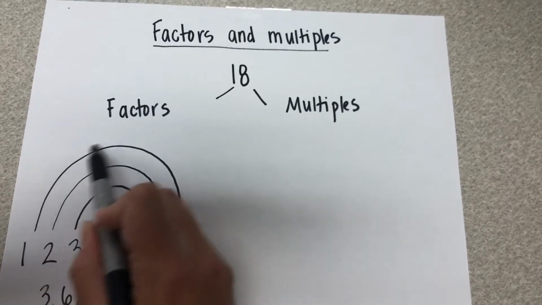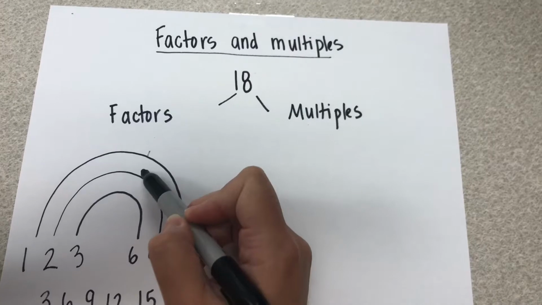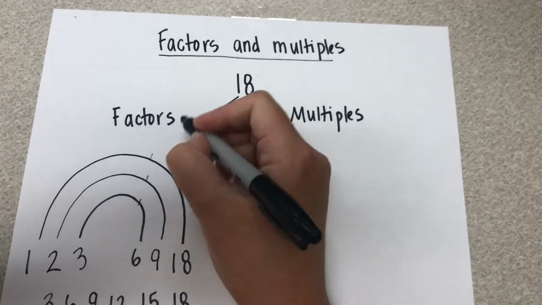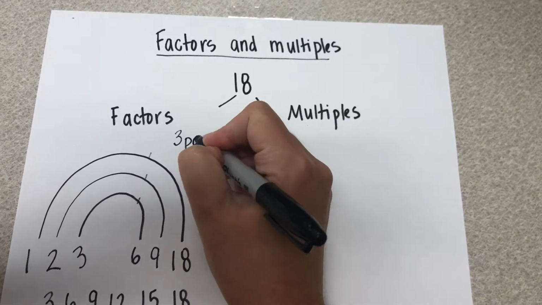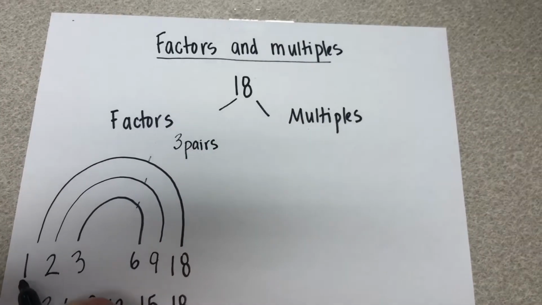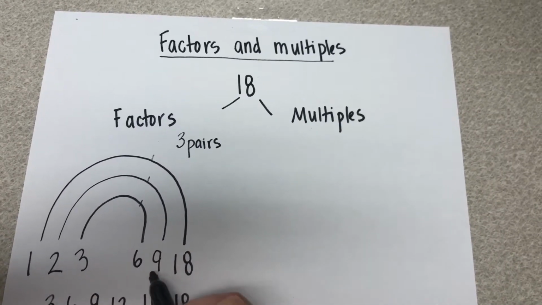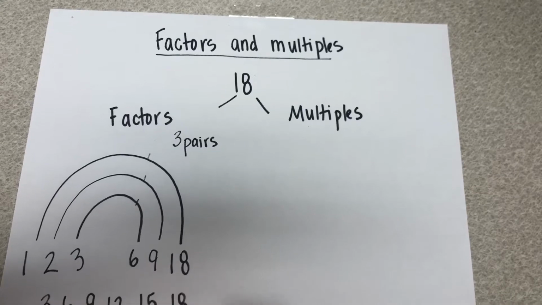So I always tell them to count how many arcs. So I have 1, 2, 3 arcs. So there are 3 pairs of factors: 1 and 18, 2 and 9, and 3 and 6.